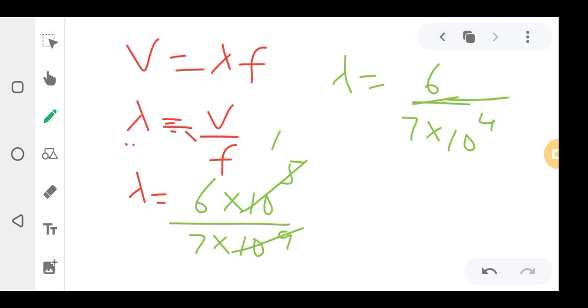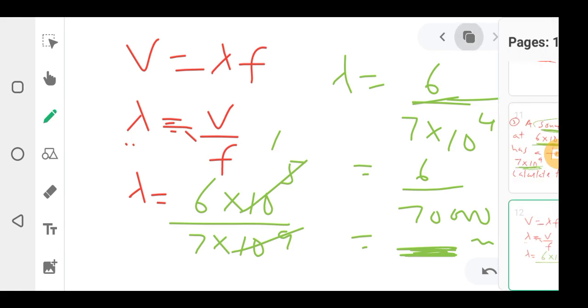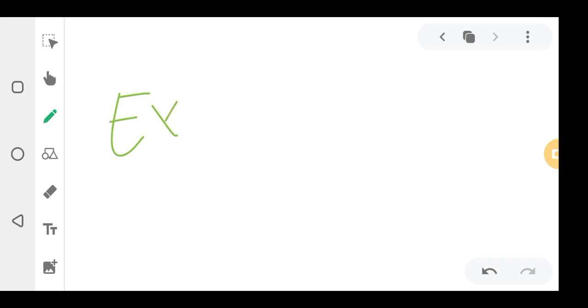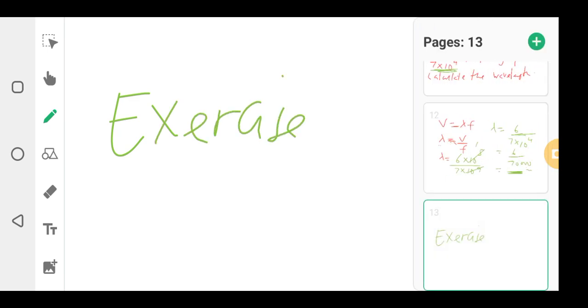Okay? And then that is 6 divided by 7,000. Okay? You can use a calculator to now divide this. When you divide this, the answer you get there using a calculator, meters. That's how you solve these kind of questions. Okay, now you can have an exercise. You have to finish that answer. Use your calculator. Now this is an exercise.